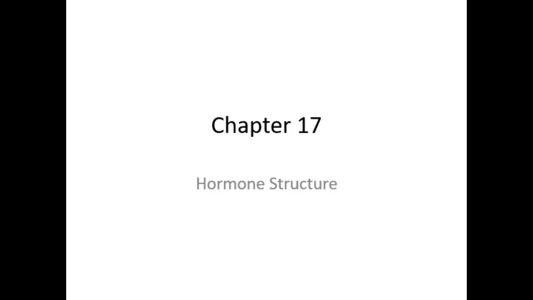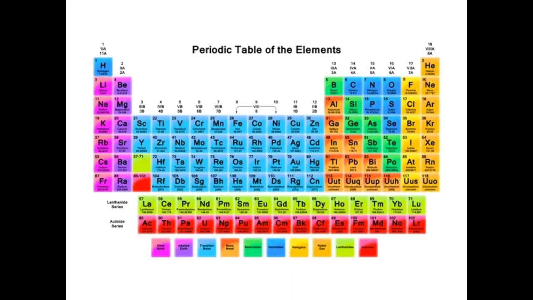This is chapter 17, where we're going to look at the structure of different hormones. And the first picture I'd like to show you is your periodic table. This is a periodic table of different elements that are found in our universe. These elements differ based on their atomic number, which is the number of protons, but they also can differ based on their electrons and neutrons as well. But this is how they are organized.